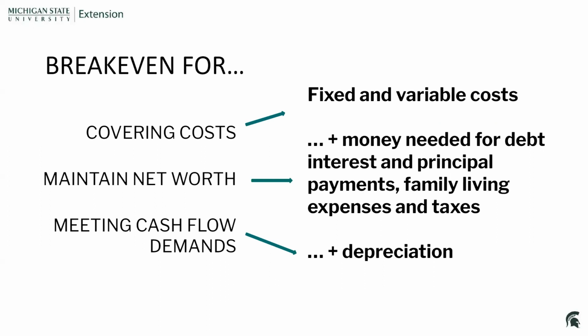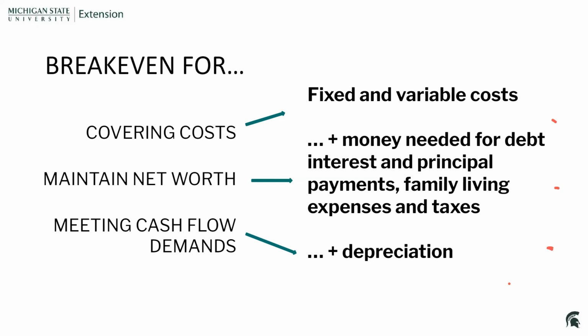And here again, my break-even can just be for covering costs, and I can just consider my fixed and variable costs, or I can get a break-even number that will help me maintain net worth. And so then I need to add some more stuff to that cost value that I'm calculating: any money needed for debt interest, principal payments, if I have equipment that I'm paying back, family living expenses, taxes, and for meeting cash flow demands.